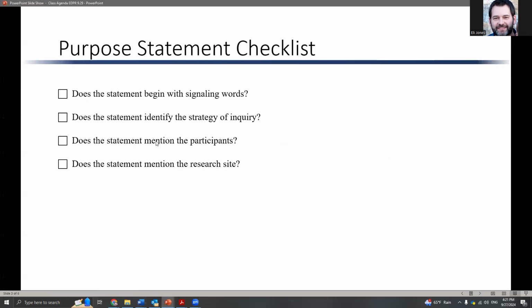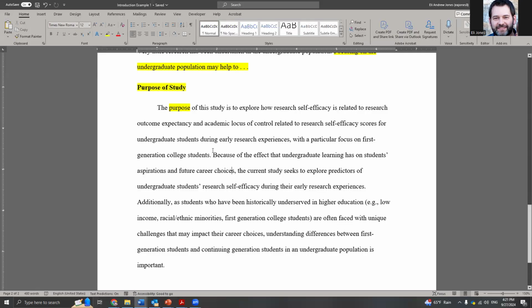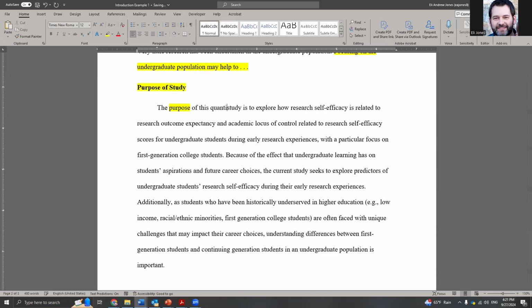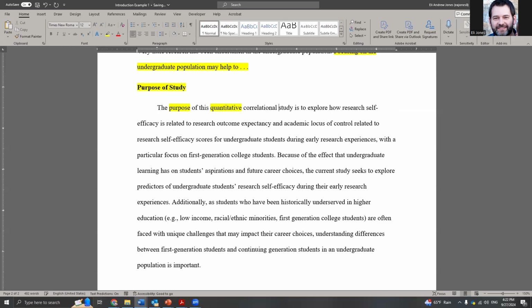So those are good. The statement identifies the strategy of inquiry. Oh, so am I going to be using qualitative or quantitative or mixed method? So I don't think it does. In fact, I just talk and talk and talk. So maybe I should say the purpose of this quantitative study or qualitative study. There we go. I've identified the strategy, and now it doesn't have to be huge. I'm not going to describe the strategy here. I'm just identifying it so somebody can read it and be like, oh, that's a quantitative study, right? Maybe it's going to be a quantitative correlational study, and we'll get into that more as we get into some of the later chapters in Creswell and Creswell.